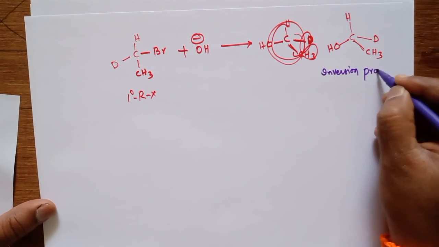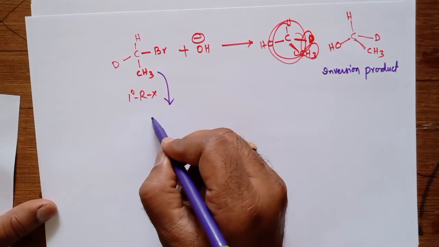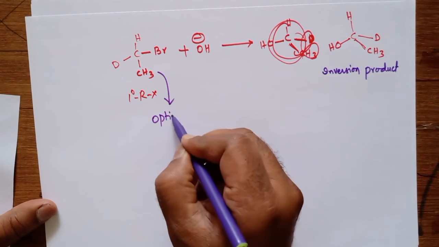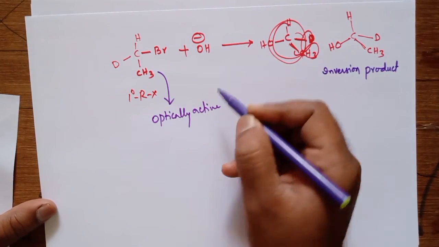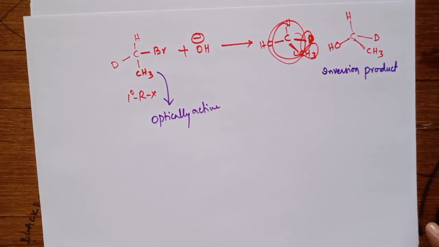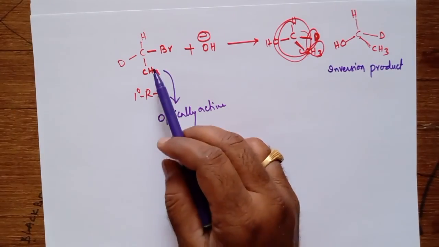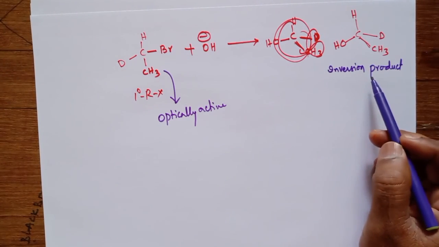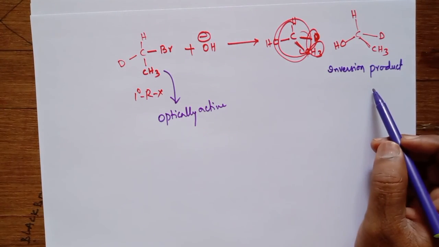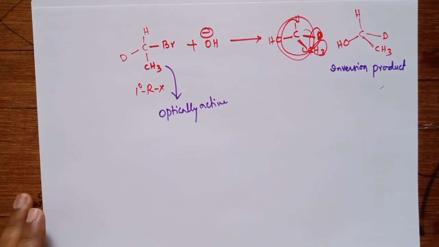Inversion product. This one is the primary alkyl halide, optically active. I was supposed to tell this before, but I forgot. So if the primary alkyl halide is optically active, the formed product is the inversion product. The remaining differences we will continue in the next class.